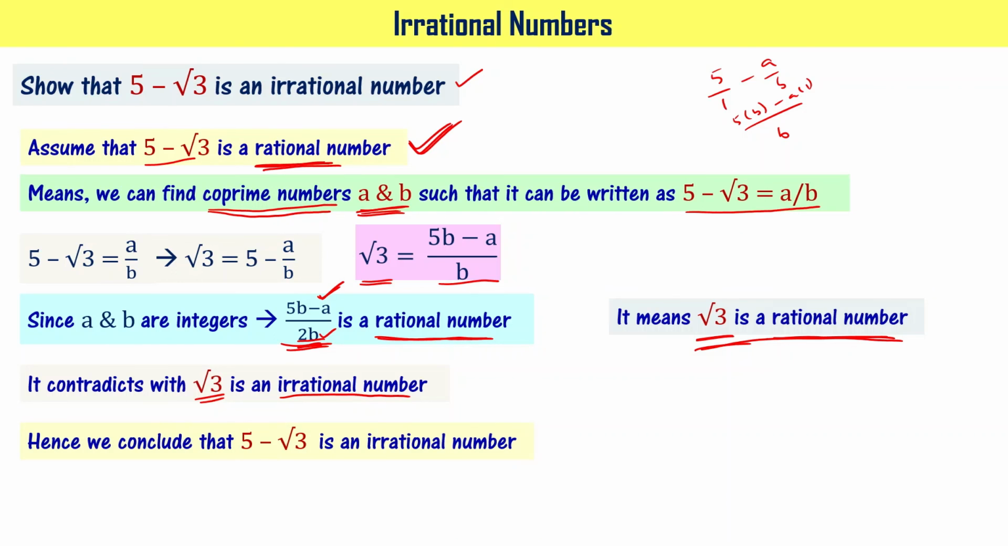And we can now conclude that 5 minus root 3 is an irrational number, right? If it is a rational number, we are going to get root 3 as a rational number. That is not correct. For that reason, what we said is the assumption we made is wrong. That's why 5 minus root 3 is an irrational number. We can conclude that. Got it?